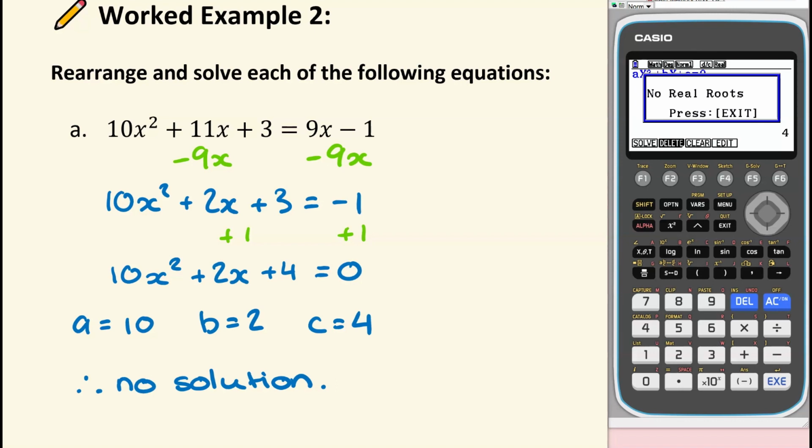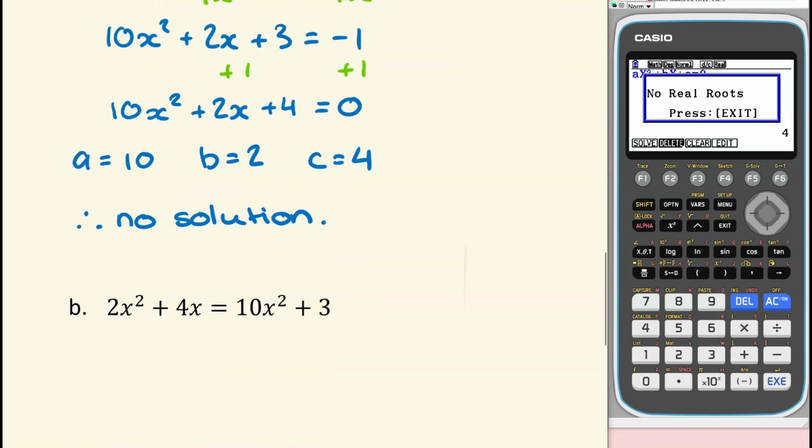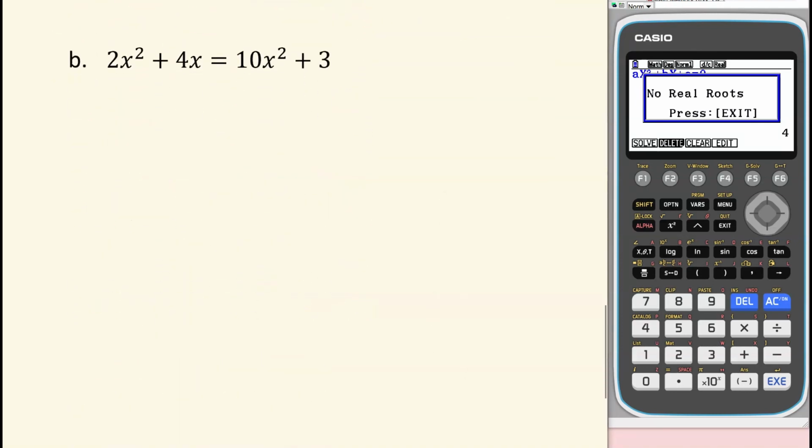Now remember, it's perfectly fine if you end up with a quadratic equation that has no solution, because if you recall from your earlier learnings about quadratic equations, we can have 1, 2, or no solutions. So this is not an error on your part or the calculator's part. There's just some quadratics without solutions. Let's have a look at one last equation.